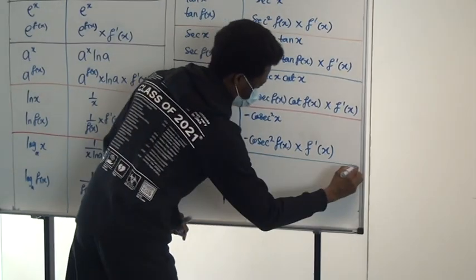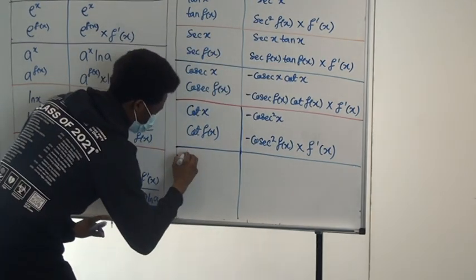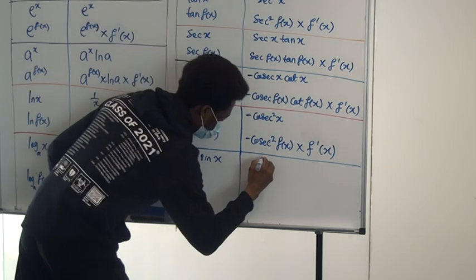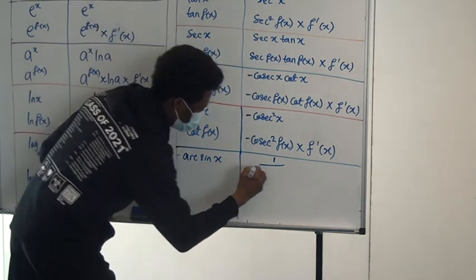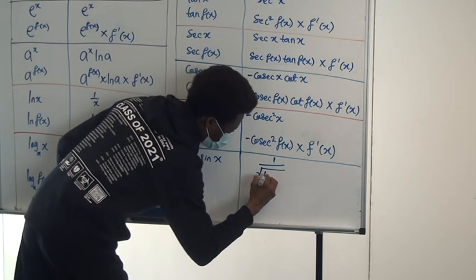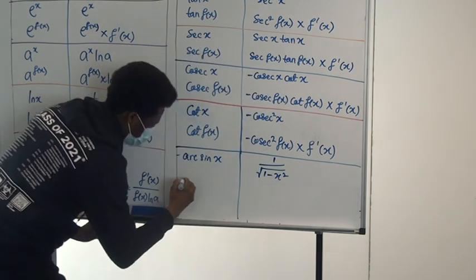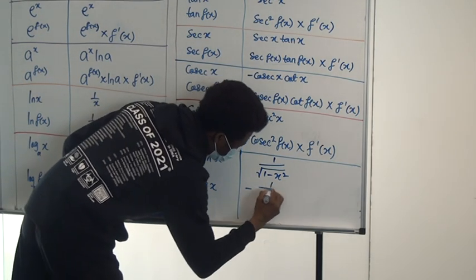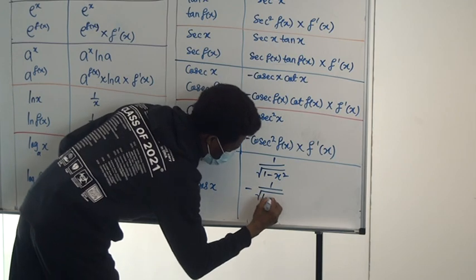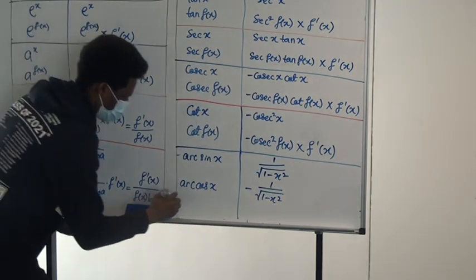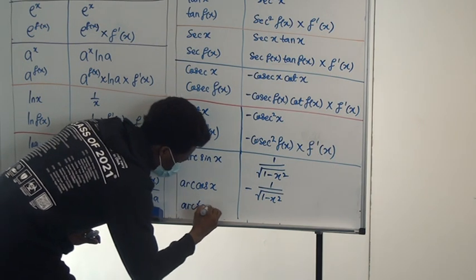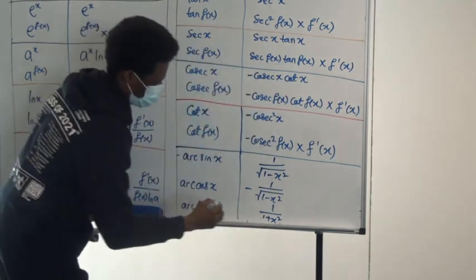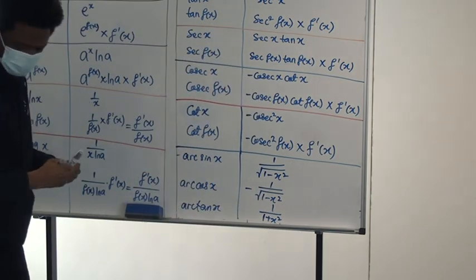Yes, what is the derivative of arc sine of x? Do you remember? Yes, you remember? 1 over square root of 1 minus x squared. What about arc cos? Negative 1 over square root of 1 minus x squared. Same thing, right? What about arc tan? So that's 1 over 1 plus x squared. Okay? So we must remember this.